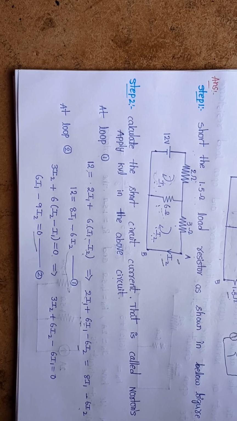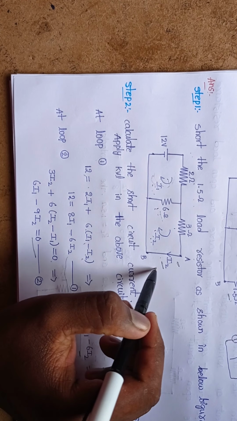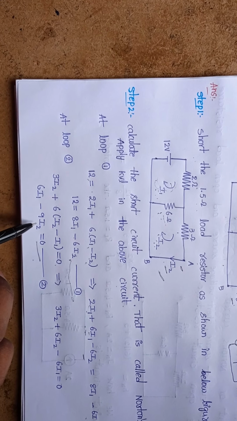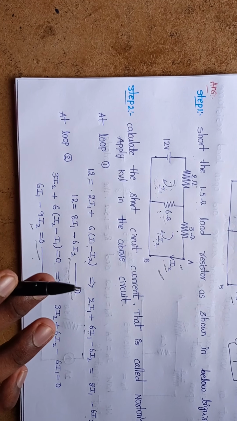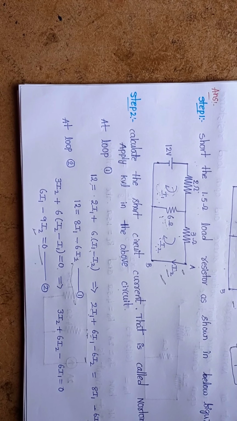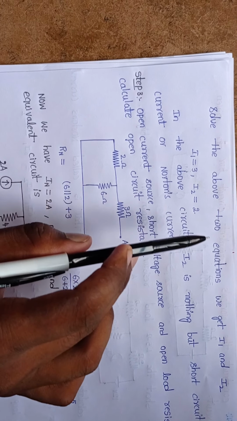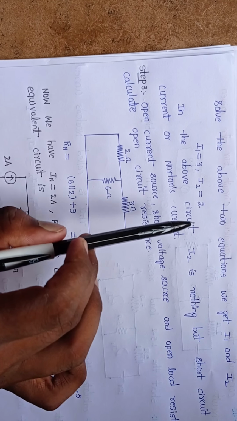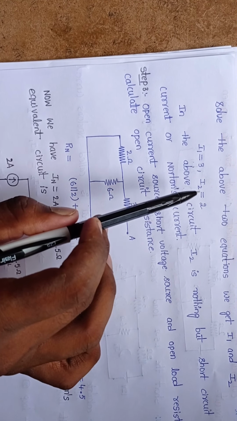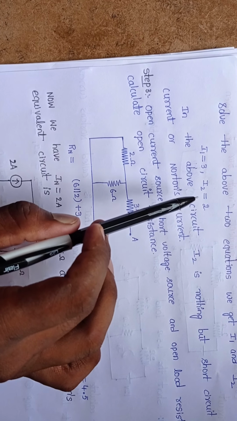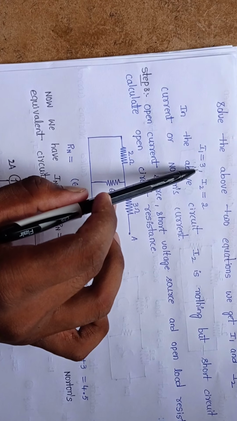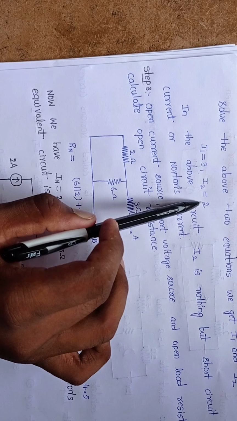Now we need to calculate the I2 current. Simply solve these two equations, and we can get the I2 current. I2 current is nothing but the Norton's current. Solving the above two equations that we derived from the circuit, we get the I1 and I2 currents. I1 equals 3 amperes, I2 equals 2 amperes.